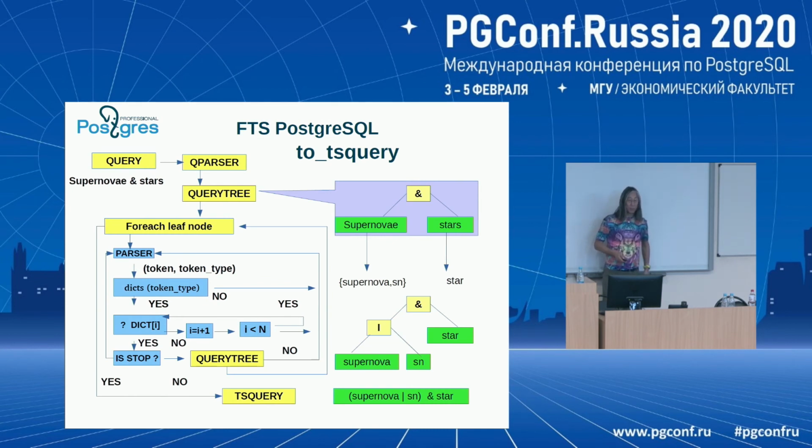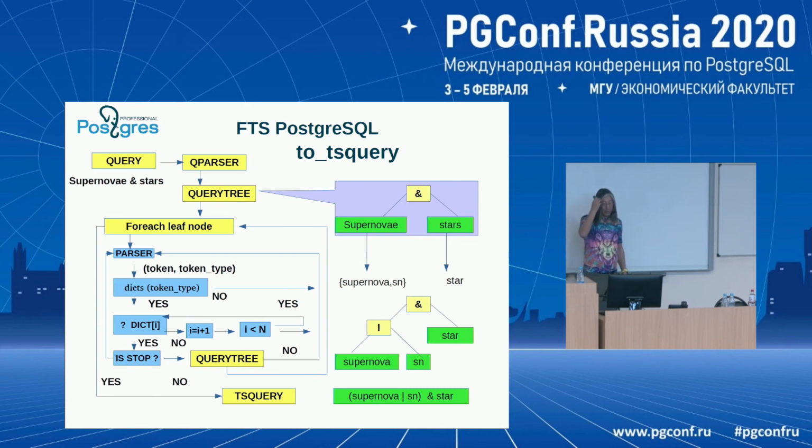So that's how the query is processed. You can see that it's a little more complicated than the dictionary. It uses the same dictionaries, but it is built as a tree of queries. You can see it here. If something like "supernova stars" comes as a query, then that's what you get. So the tree is created.